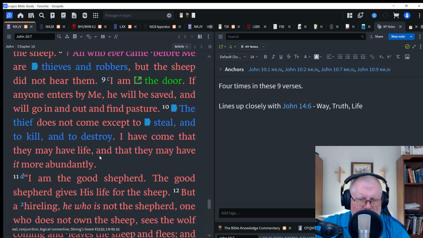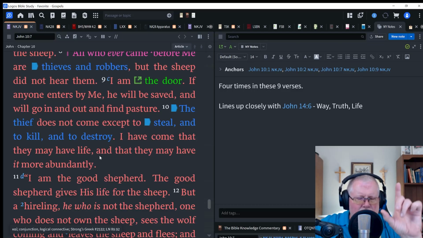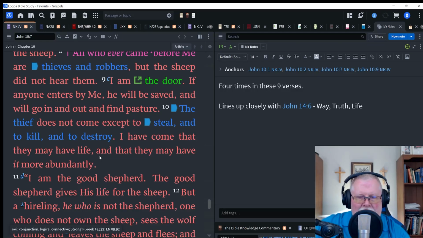And here's the question I'll leave you with to think about and to prayerfully consider. Imagine Jesus looking right at you, because he does, looking right at you and saying this, that you might have life and have it more abundantly. What is that abundance? What defines it? What does it give? And what is it not?